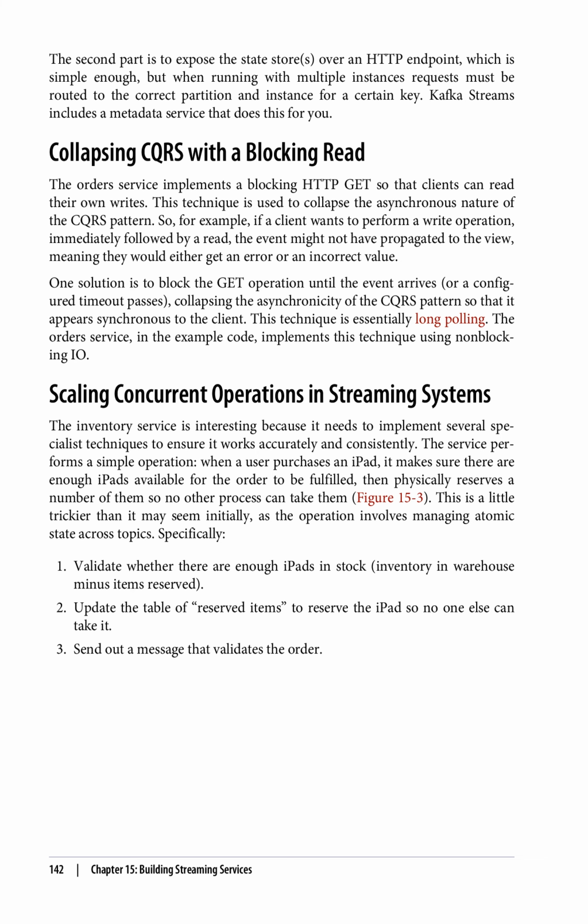Collapsing CQRS with a blocking read. The orders service implements a blocking HTTP GET so that clients can read their own writes. This technique is used to collapse the asynchronous nature of the CQRS pattern. So, for example, if a client wants to perform a write operation, immediately followed by a read, the event might not have propagated to the view, meaning they would either get an error or an incorrect value. One solution is to block the GET operation until the event arrives, or a configured timeout passes, collapsing the asynchronicity of the CQRS pattern so that it appears synchronous to the client. This technique is essentially long polling.